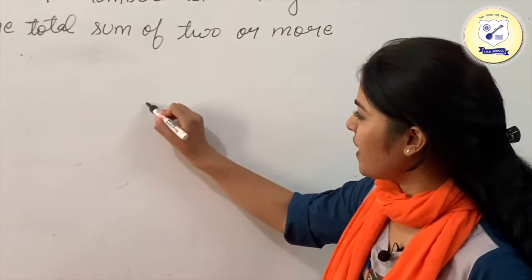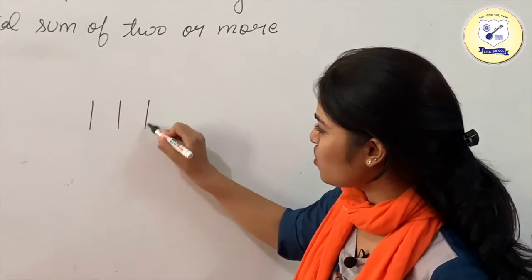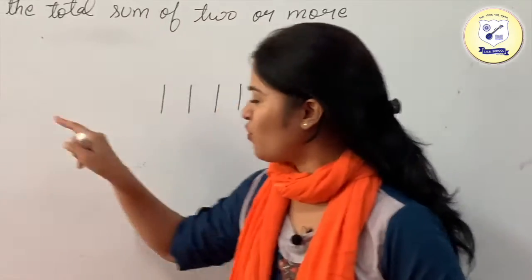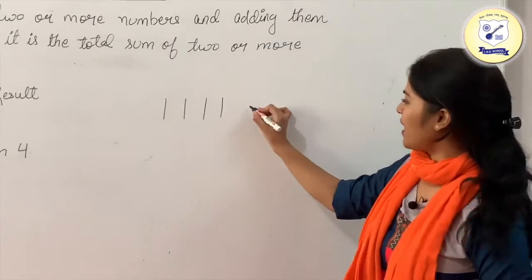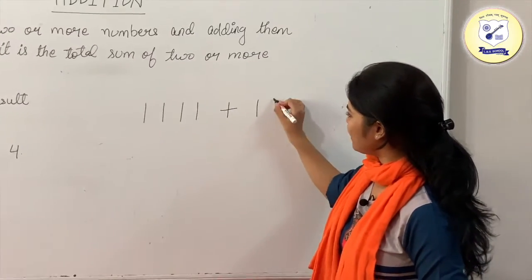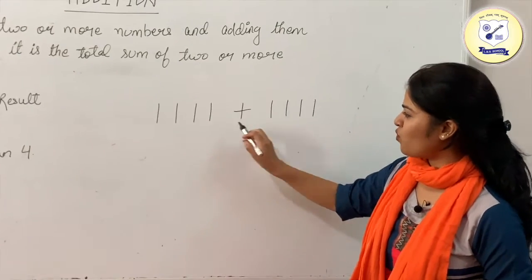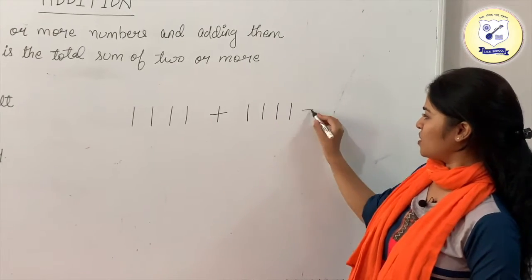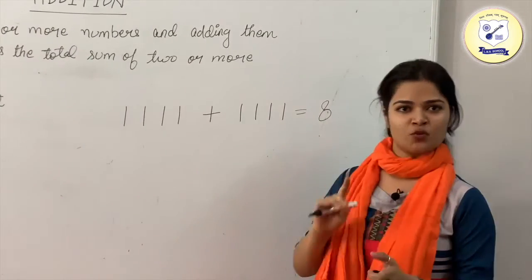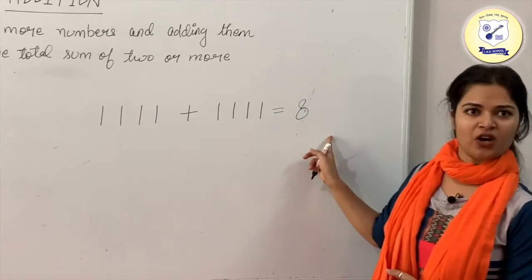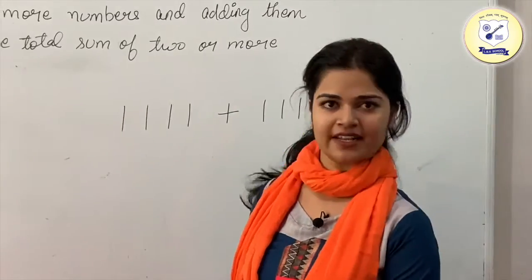So another way of doing addition is we can take lines also, like we are having 4 lines, 1, 2, 3 and 4, and if you want to add 4 into it, just take 4 more lines. In total there are 1, 2, 3, 4, 5, 6, 7 and 8. So in total we are having 8 lines. So by adding these 4 lines, your answer will be 8. So let's just start our exercise.